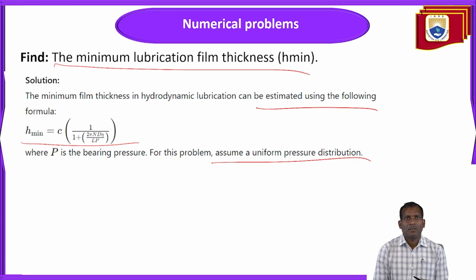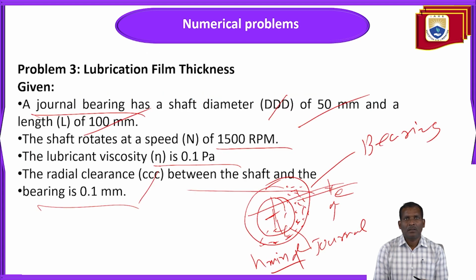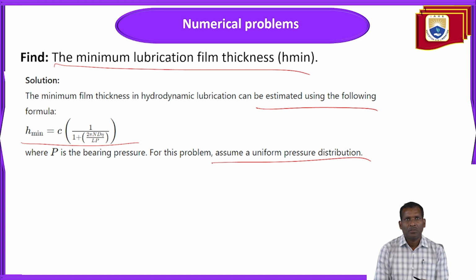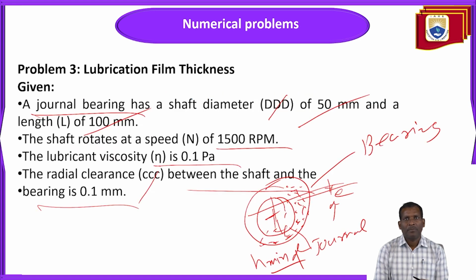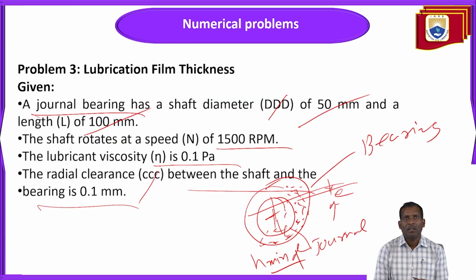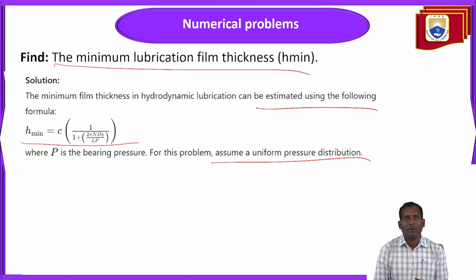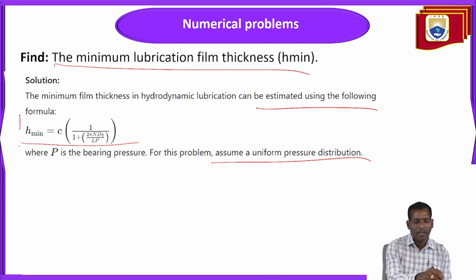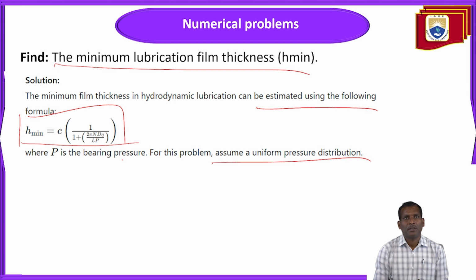So like this, you need to calculate here, substituting all values. You know N and D and the viscosity, and the bearing pressure P needs to be assumed. The length of the bearing is also given. So no problem, clear? Substitute all these values in this formula and you will get the minimum hydrodynamic lubrication film thickness.